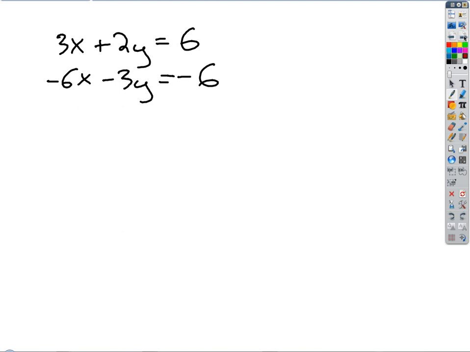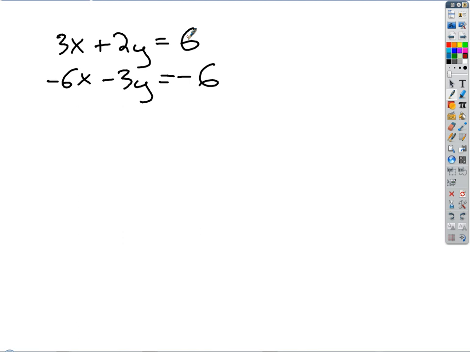Let me point out a couple things. First of all, it doesn't really make any difference if the constants on the right side are the same number or opposites. They could be, and there still could be a single solution. Don't let that pattern creep into your brain, because it doesn't matter. And we'll see an example of that soon.